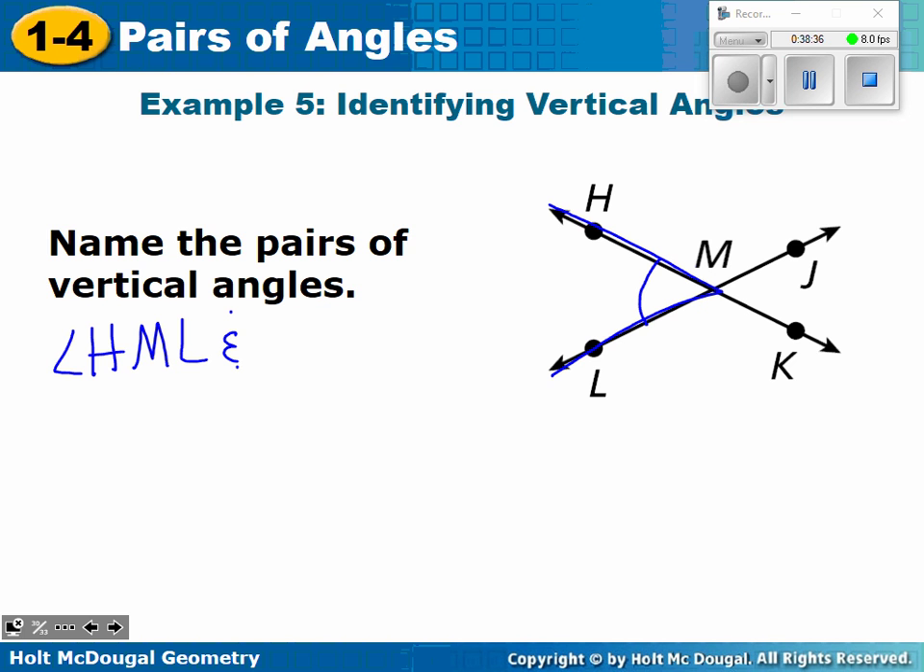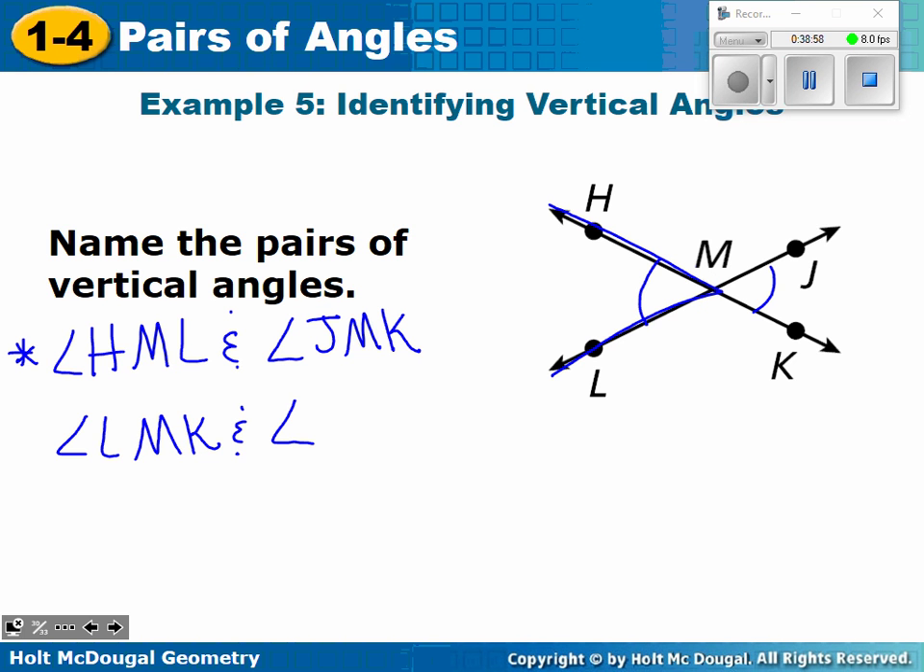Angle JMK. So it says list the pairs of vertical angles. Pairs means 2. So here's 1 pair of vertical angles. There should be another pair in the picture. Angle LMK, and that is going to be vertical to angle HMJ.